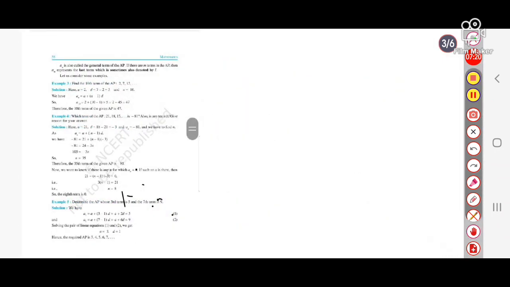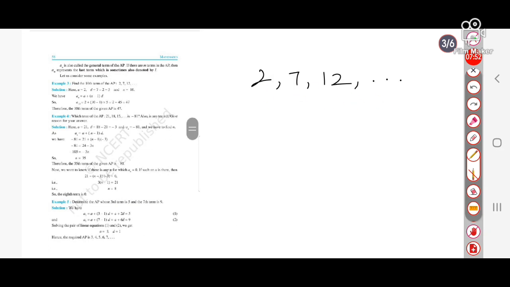Similarly, now they have given some examples for finding the nth term, or they have asked to find the 10th term or 11th term in the example sums. We will just check what is there, what they have given in the question, what they are asking us to find, and how they have solved it in the textbook, right? The first example which they have given is: find the 10th term of the AP, where the sequence is 2, 7, 12, and it goes on. They are asking us the 10th term of the AP.